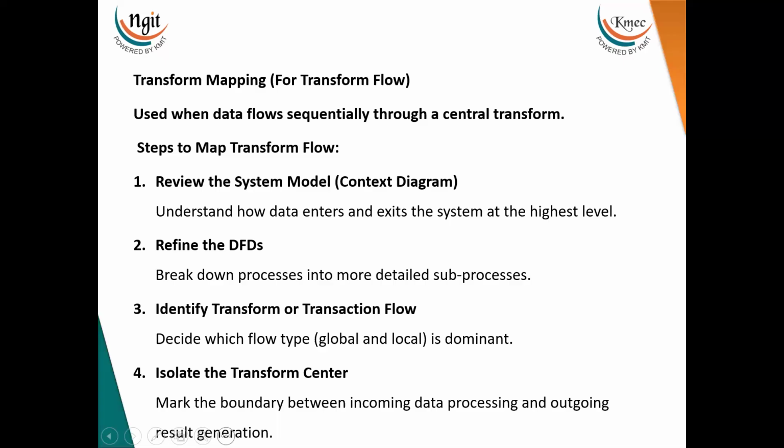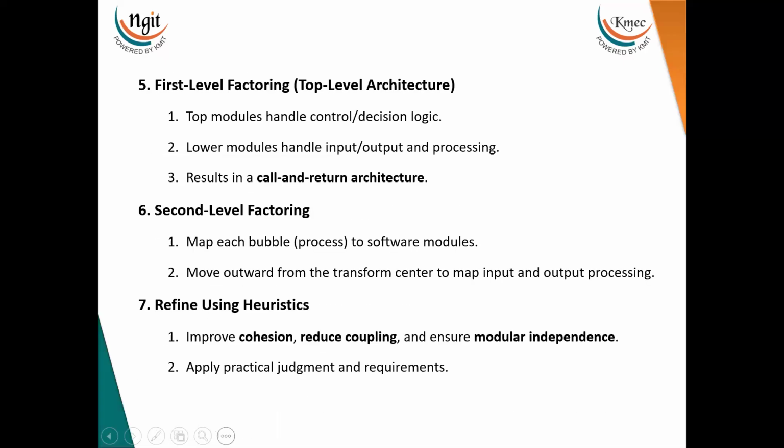Next point, isolate the transform center. Here we mark the boundary between incoming data processing and outgoing result generation. Fifth point, first level factoring, also called top level architecture, where top modules handle control or decision logic. Lower modules handle input or output and processing. This results in a call and return architecture.